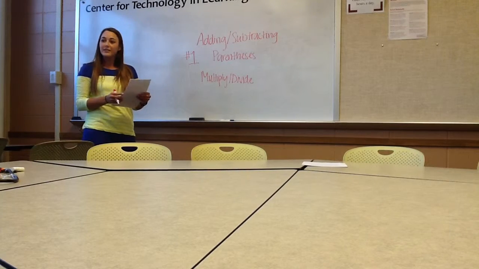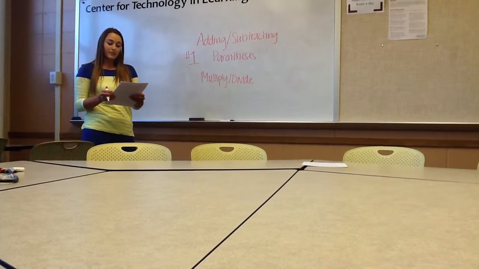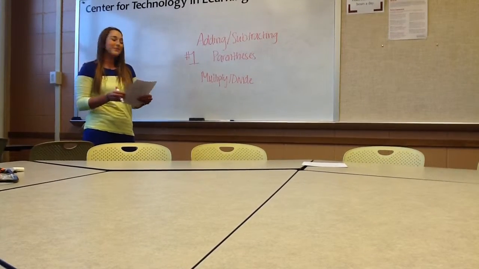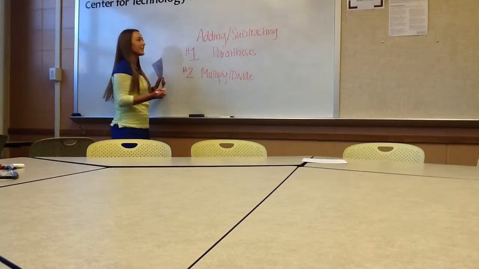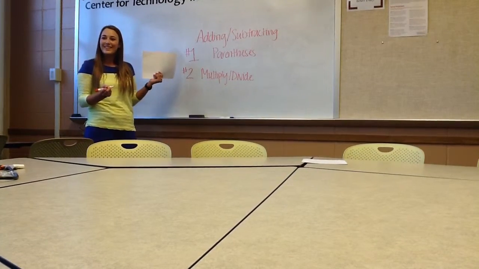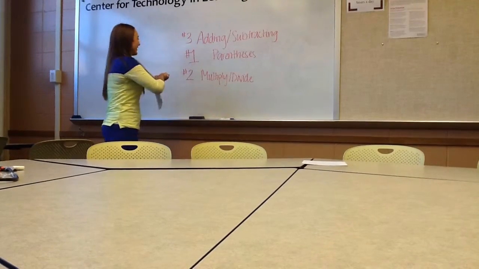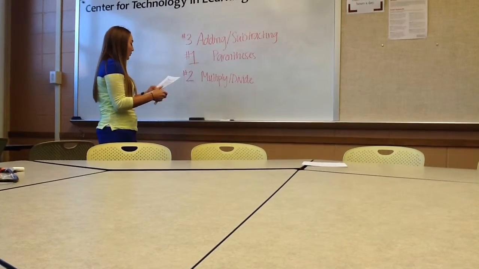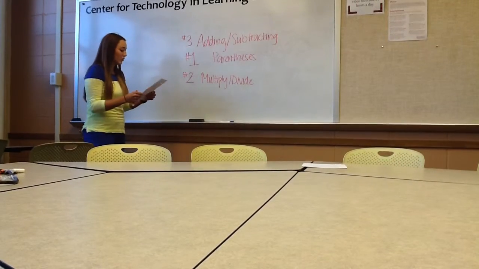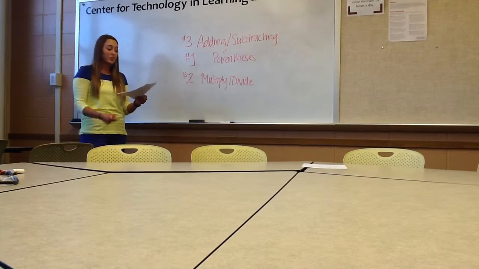What's the second one? Multiplying and dividing. Good job. That's the second step. And anyone else? The last step is? Adding and subtracting. Very good. So now that we have an overview of the order of operations, we are going to start looking at how we can use these with numerical expressions.